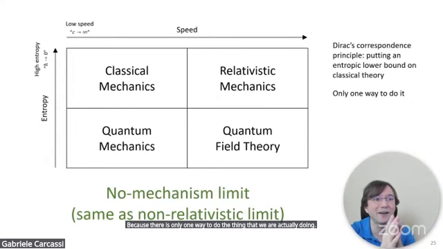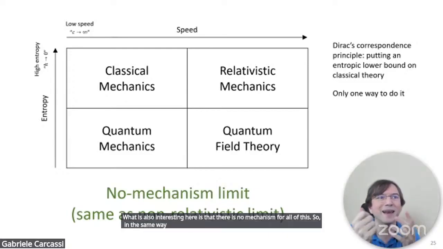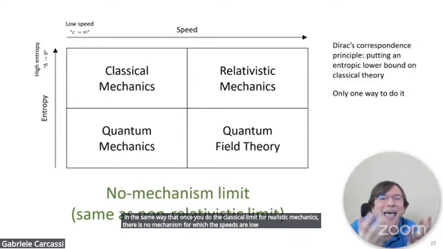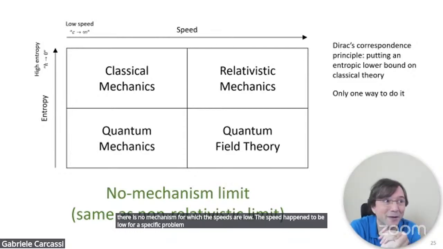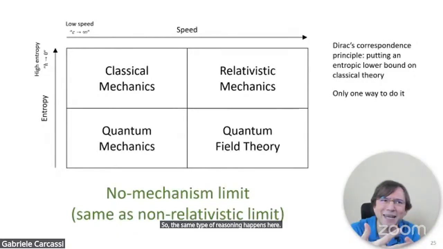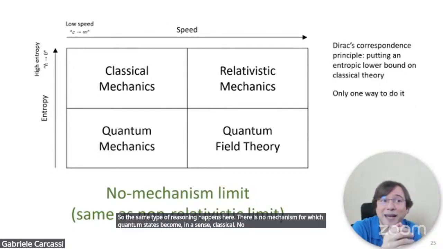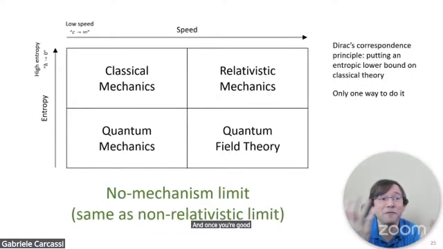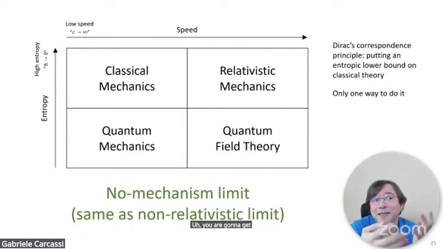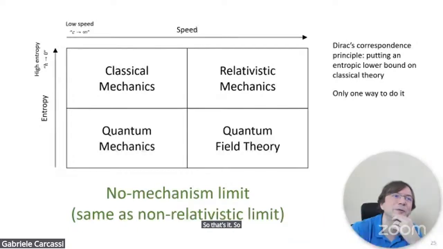What is also interesting here is that there is no mechanism for all of this. In the same way that in the classical limit for relativistic mechanics there is no mechanism by which the speeds are low, the speed just happens to be low for a specific problem, so you can make that approximation. The same reasoning happens here. There is no mechanism by which quantum states become, in a sense, classical. You just have to go to high entropy. Once you are at high entropy, for whatever reason, you get this effect, you can make this approximation, and you're done. So it makes this classical limit very nice.